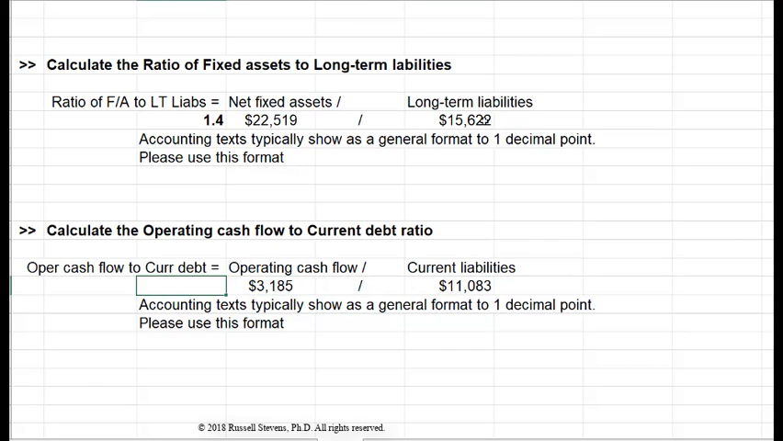Enter 3185 into the workbook cell under Operating Cash Flow and 11083 into the workbook cell under Current Liabilities. This time, a shortcut is used. The 1.4 in the prior ratio is highlighted, the Control key is held, and the C is pressed. The cell under Operating Cash Flow to Current Debt is highlighted, the Control key is held down, and the V key is pressed. The result, 0.3, is again a general format to 1 decimal place.